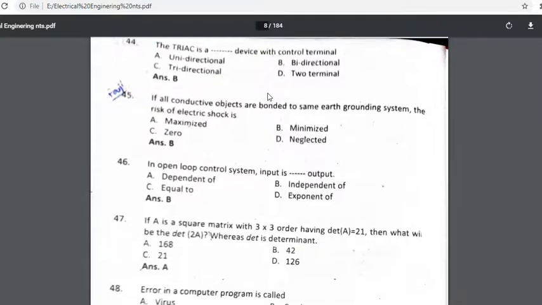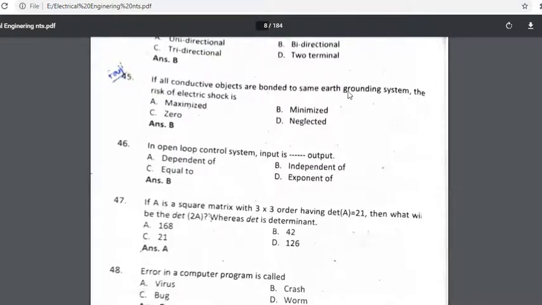In all, conductive objects are bonded to what? The same earth grounding system. So the risk of electric shock will be minimized.